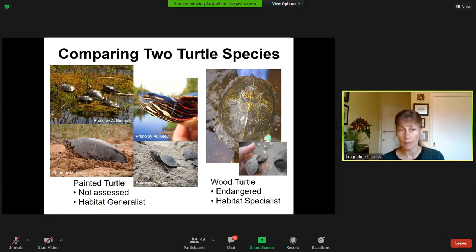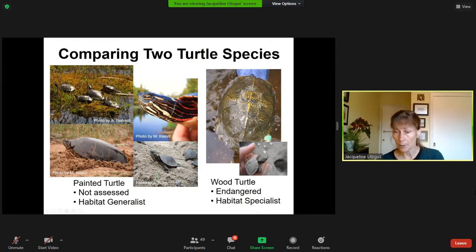Right? They live in lots of different kinds of wetlands, and they even like man-made wetlands, right? And so we consider these to be fairly generalists and not to be at great risk. At the federal level, actually, painted turtles are listed as a species of special concern. But generally speaking, we perceive these guys to be sort of fairly common.